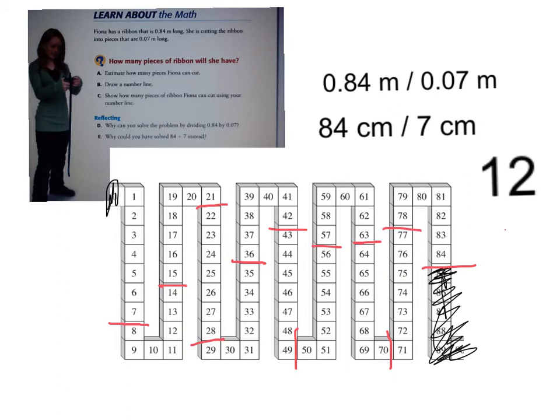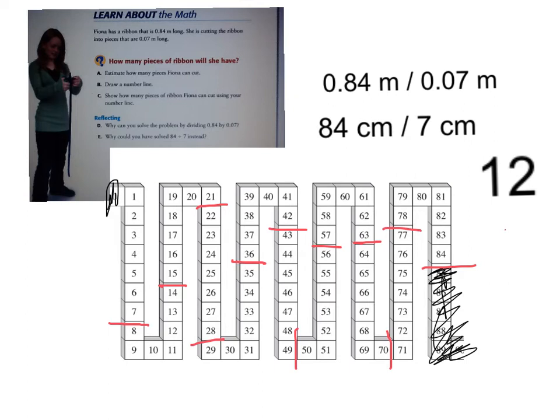So 0.84 meters divided by 0.07 meters equals 12. 12 what? It's not 12 meters, it's 12 pieces of ribbon, and that helps explain why the answer is a number that's quite a bit bigger than either of those numbers less than 1 that we saw in the main problem.